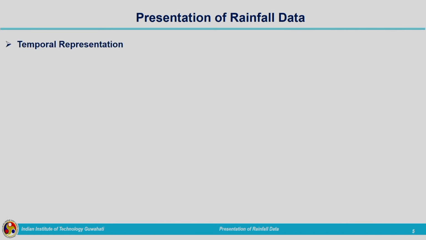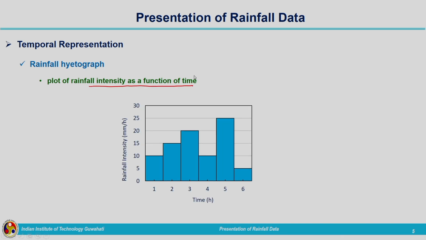Now, another way of representing temporal representation is by making use of the hydrograph, rainfall hydrograph. This is a very commonly used representation. Rainfall hydrograph is the plot of rainfall intensity as a function of time. What is intensity? You already know. That is the depth of rainfall per certain duration of time. So, in this plot we have rainfall intensity along the y-axis and time along the x-axis. This is the rainfall hydrograph.